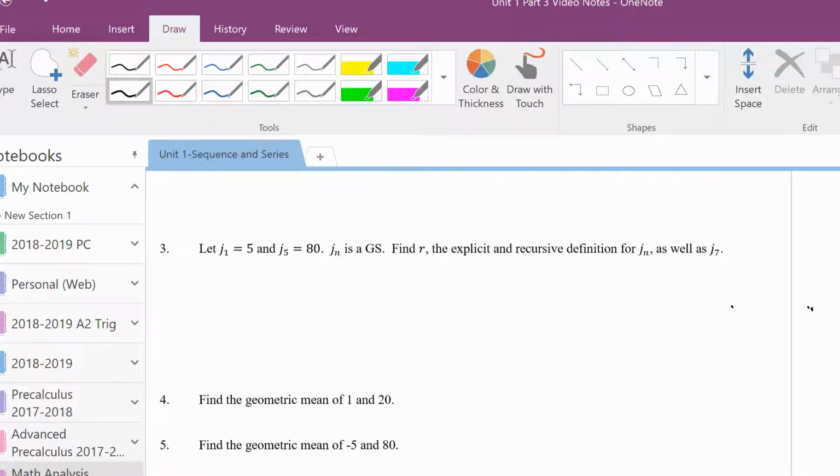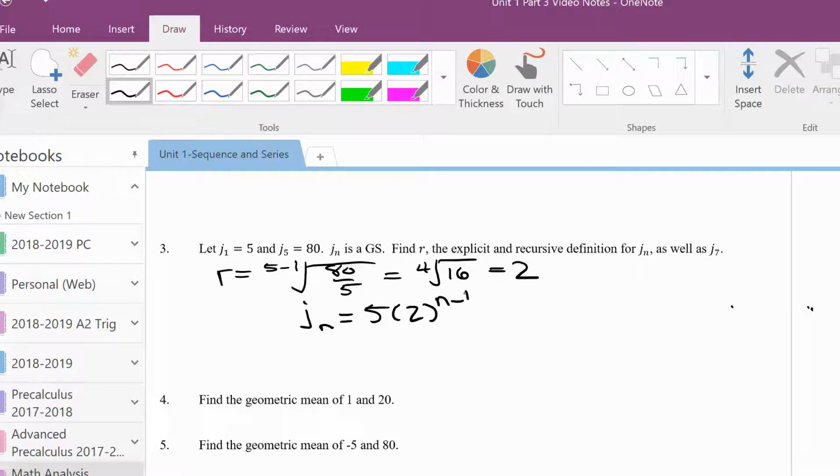All right, looking at number 3, it gives us the first term and the fifth term, and it wants us to find the ratio and the explicit definition. So once again, the ratio is going to be the root of 5 minus 1 over 80 divided by 5. So it's equal to the fourth root of 16, which is 2. The explicit definition is going to be j sub n equals 5 times 2 to the n minus 1.